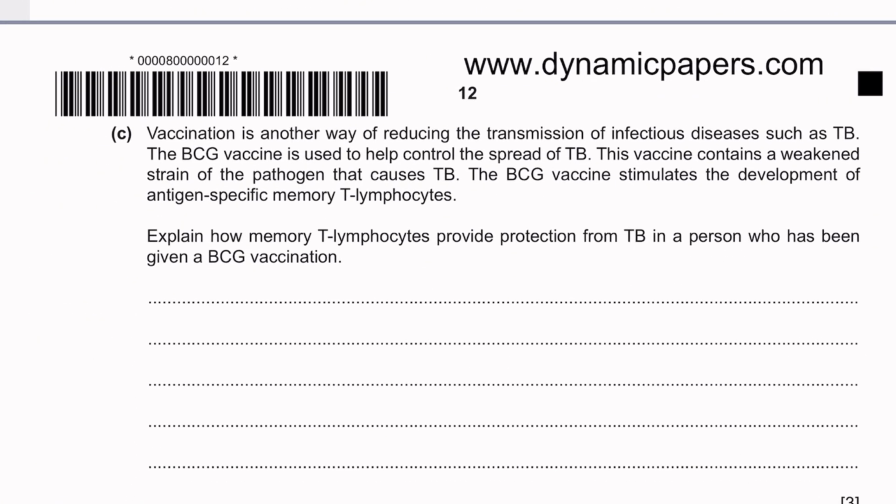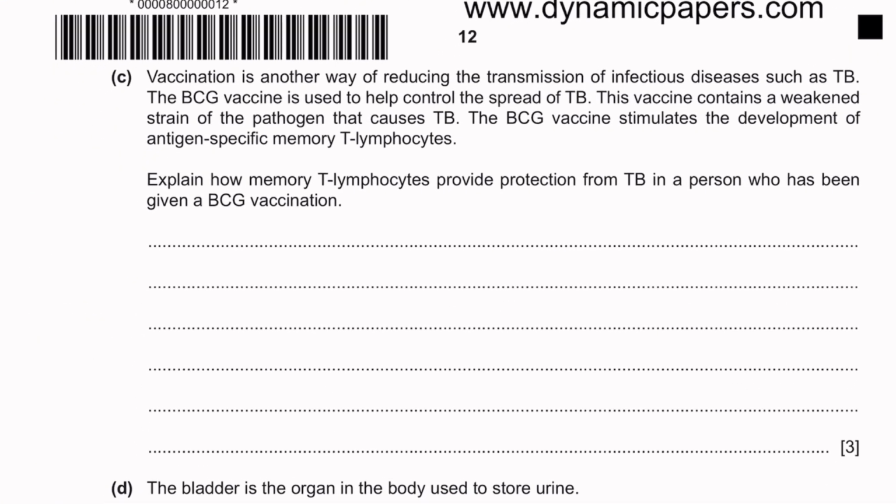Now, letter C. Vaccination is another way to reduce the transmission of infectious diseases such as TB. The BCG vaccine is used to help control the spread of TB. This vaccine contains a weakened strain of the pathogen that causes TB, and the BCG vaccine stimulates the development of the antigen-specific memory T lymphocytes. Interesting.